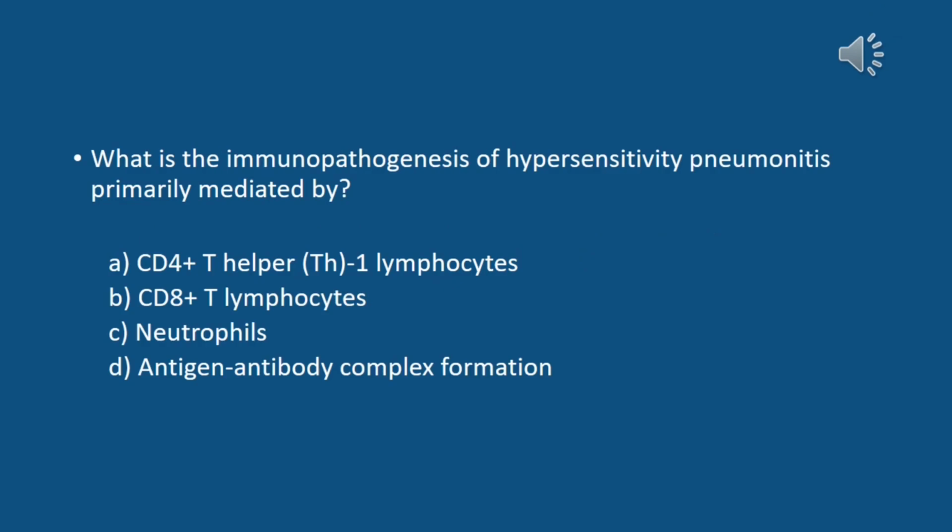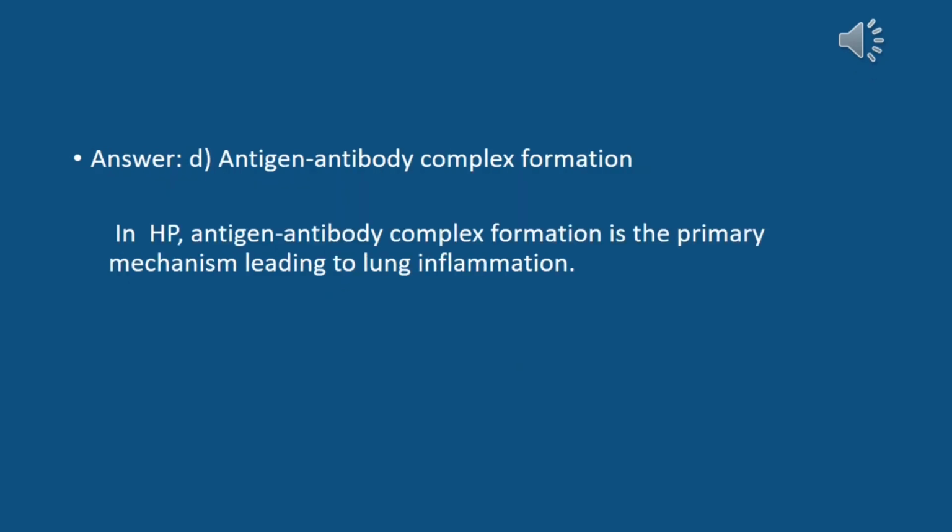What is the immunopathogenesis of hypersensitivity pneumonitis primarily mediated by? A. CD4 plus T helper lymphocytes. B. CD8 plus T lymphocytes. C. Neutrophils. D. Antigen-antibody complex formation. Answer: D. Antigen-antibody complex formation. In HP, antigen-antibody complex formation is the primary mechanism leading to lung inflammation.